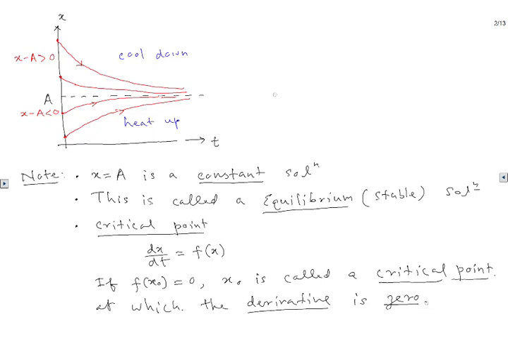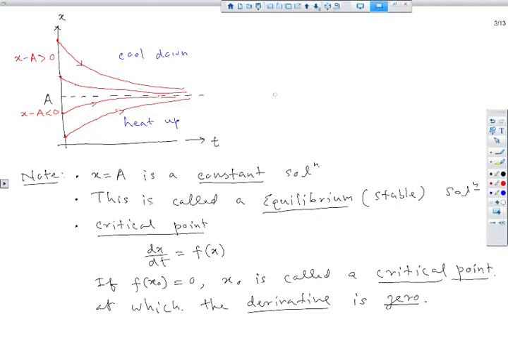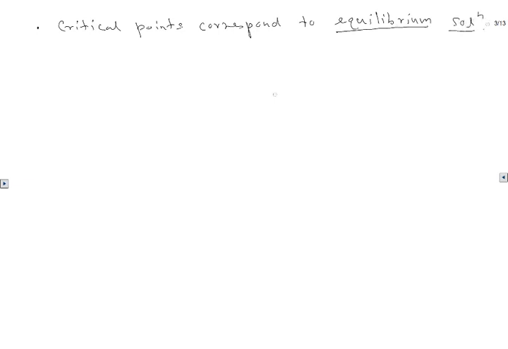So at critical points the derivative is 0, so there are no changes. And critical points always correspond to equilibrium solutions. There can be more than one equilibrium solution depending on the starting point. That's why we say equilibrium solutions, because there can be more than one.